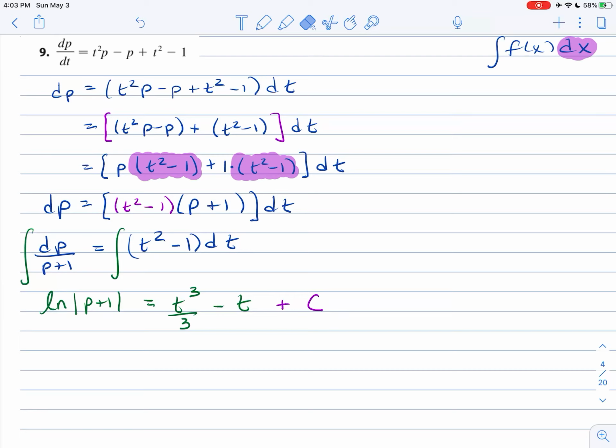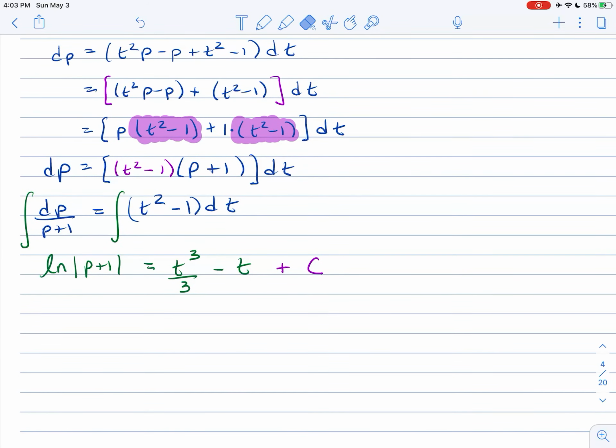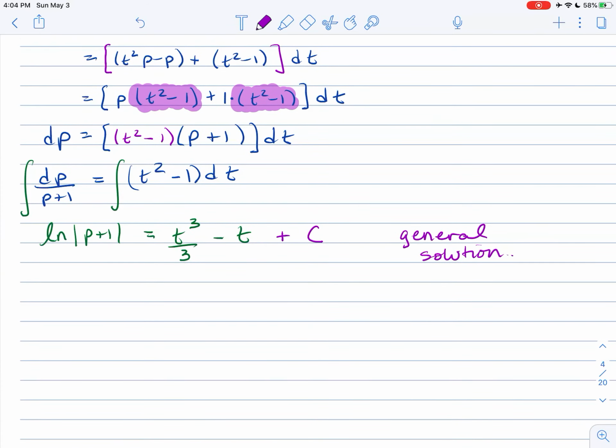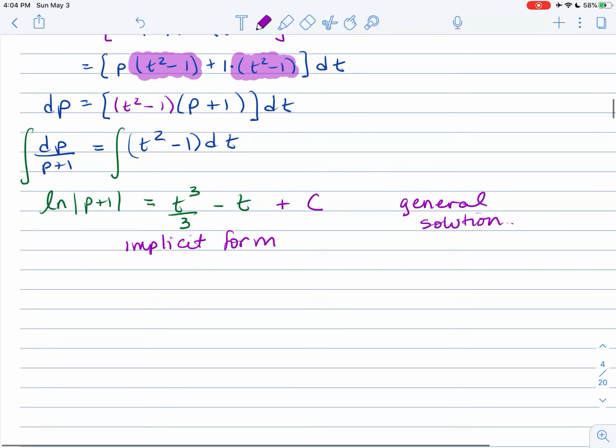Just make sure that you introduce a plus c on the right-hand side so that you have in your general solution a family of functions. So this is our general solution here, because it is a family of functions. If you want, you can solve for p. This is also a general solution in implicit form. If you want an explicit form, then we want to solve for p.